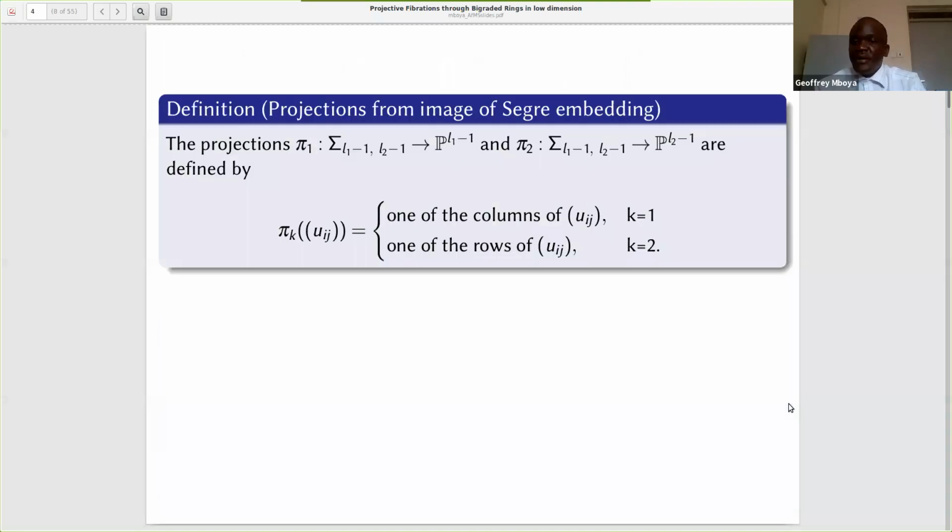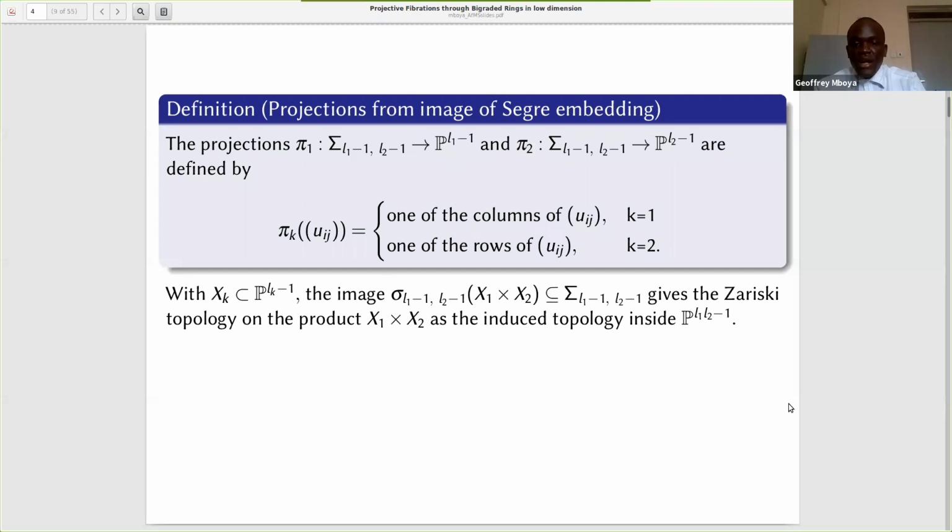The image of the Segre embedding can be projected to either of the two factors. The projections are defined by taking either one of the columns of the matrices or one of the rows. The product X1 by X2, where X1 and X2 are subvarieties of the factors, is given the Zariski topology induced from the projective space of dimension L1 times L2 minus 1.